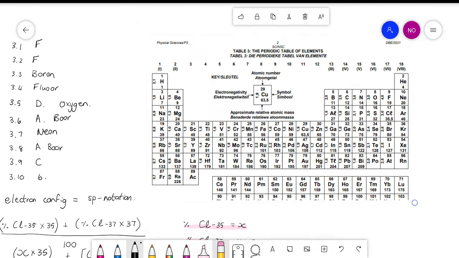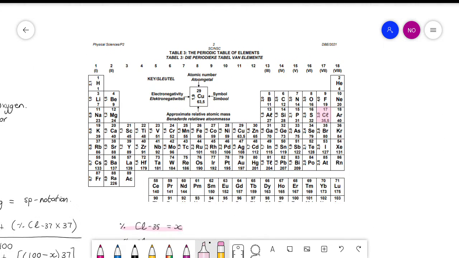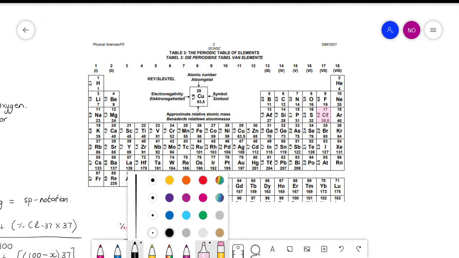Okay. Number of valence electrons of chlorine. Quickly write down the sp notation of chlorine. We also call this the electron configuration.